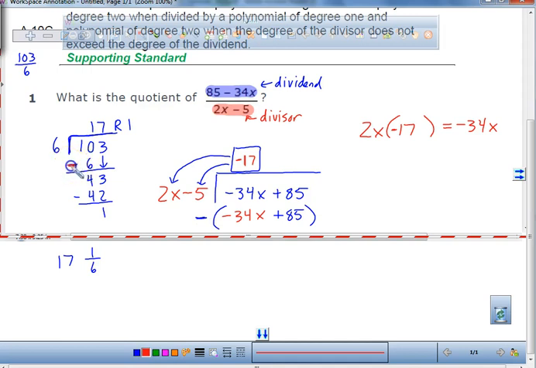What did we do? We had to take away the 6. What do we have to do over here? We have to take away this whole expression. So let's take it away.